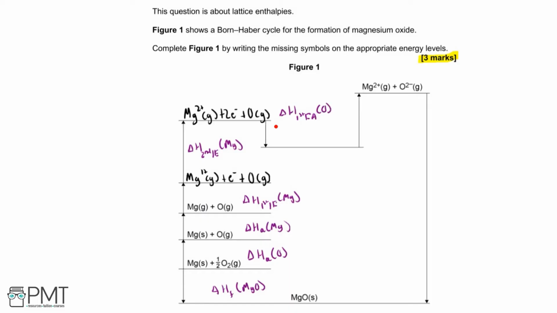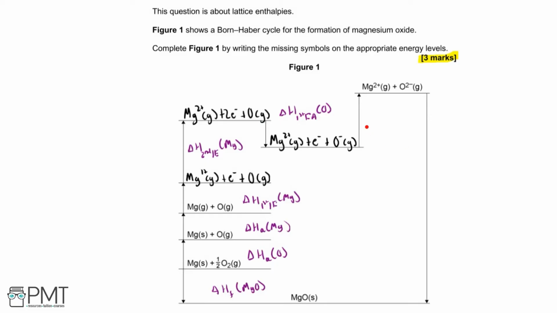And what that means is our 1 mole of oxygen atoms is going to gain 1 of our moles of electrons to form a mole of gaseous O- ions. So we're going to have our Mg2+ ions still gaseous. We now only have 1 mole of electrons, as 1 of them is being gained by that mole of oxygen atoms, and we're going to have a mole of gaseous O- ions. From here, that's our 3 marks.